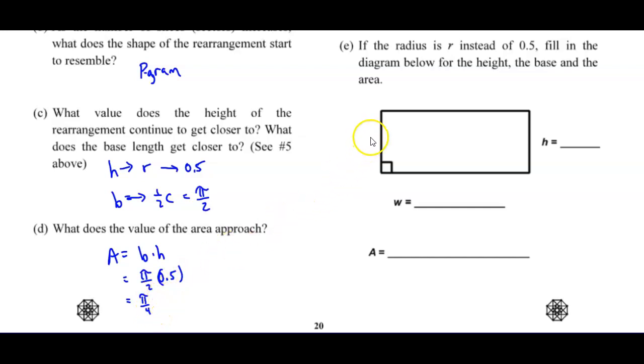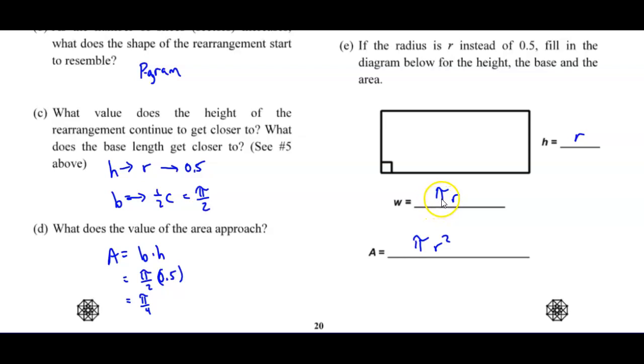All right, now exercise E. If the radius is r instead of 0.5, fill in the diagram below. Well, the height of the parallelogram was continuously r, and the width was continuously pi times r. All right, so the area of this thing must be pi times r squared. Length times width would be pi times r squared. So that's just another way to look at area.